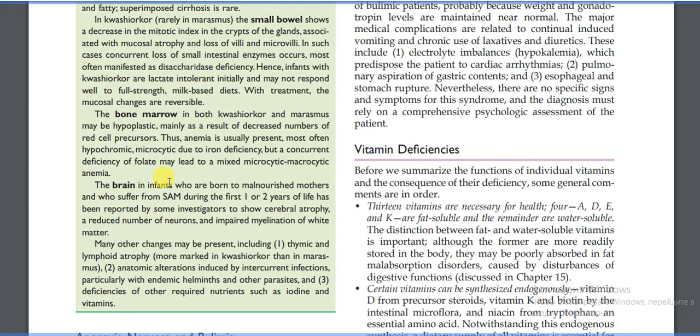The brain in infants who are born to malnourished mothers and who suffer from SAM during the first and second year of life has been reported by some investigators to show cerebral atrophy, a reduced number of neurons, and impaired myelination of white matter. And you see, without any genetic disorder, the brains of these people do not work properly, and that's why it's not strange that in Africa average IQ is reduced in relation to European and Western countries.